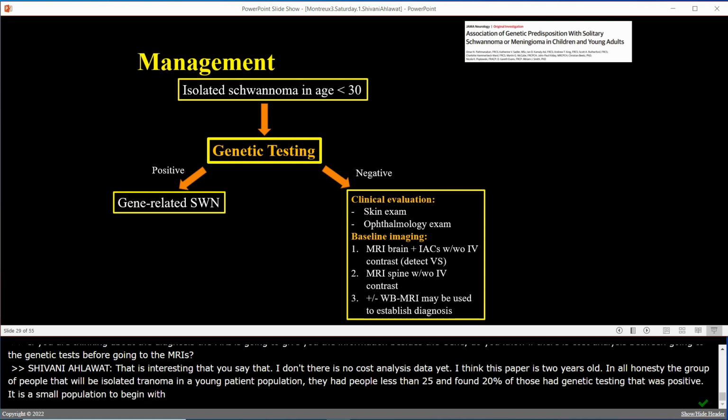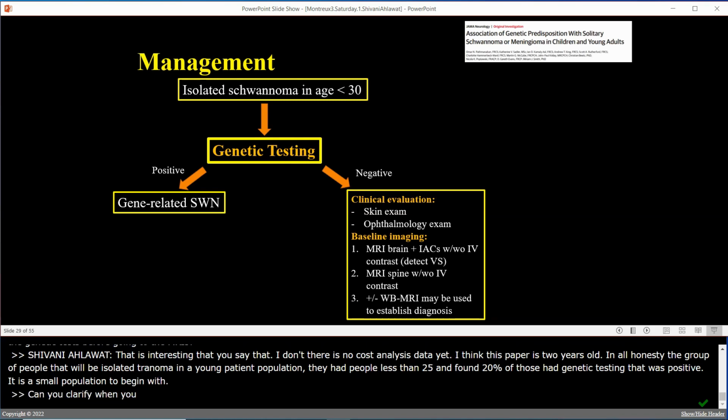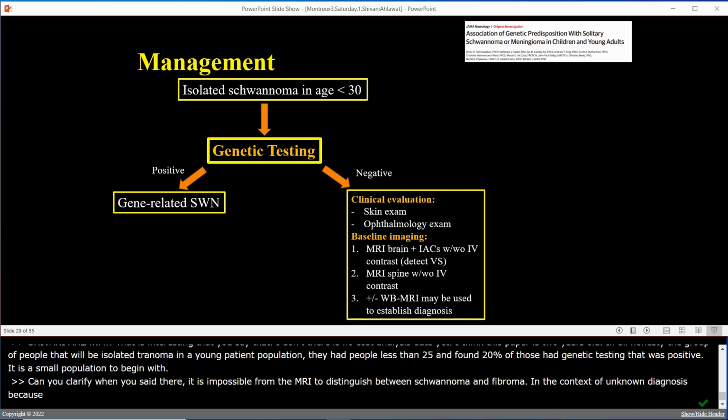Can you clarify when you said it is impossible from the MRI to distinguish between a schwannoma and a neurofibroma, is that in the context of an unknown diagnosis? Because of course we know that NF1 patients have neurofibromas and NF2 patients have schwannomas. So be aware that if in your report you see a schwannoma and a neurofibroma, I would ask for clarification, right? So that's correct.